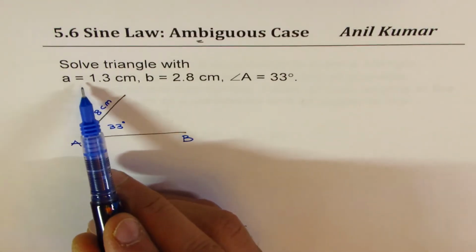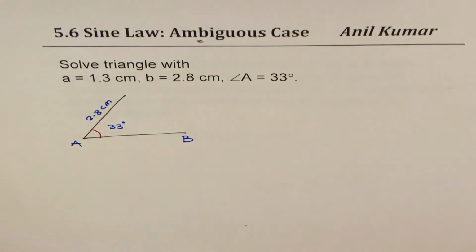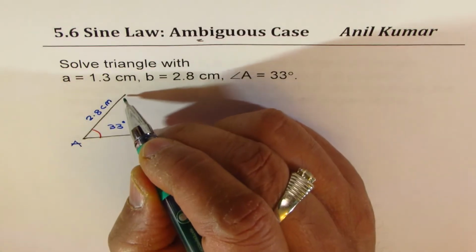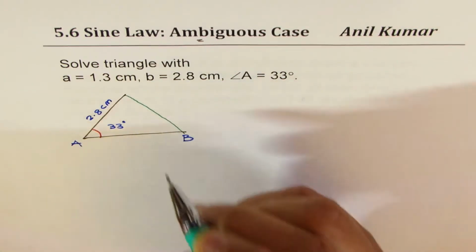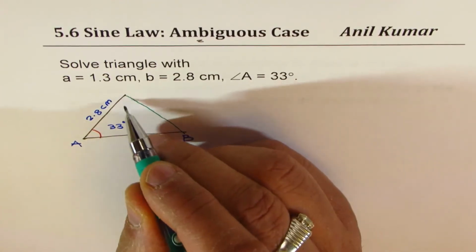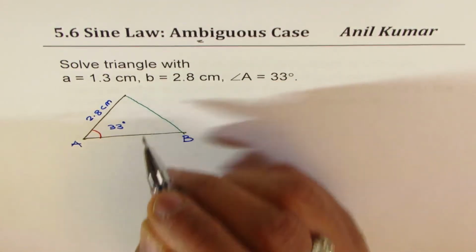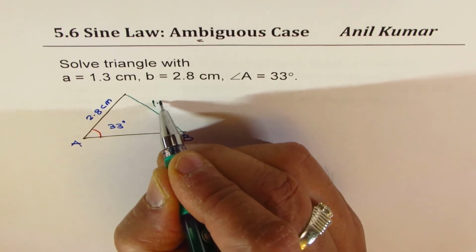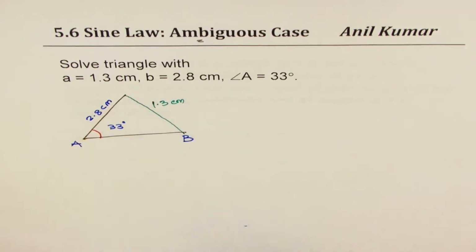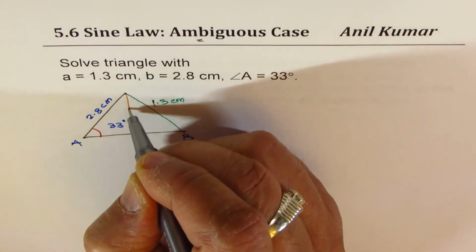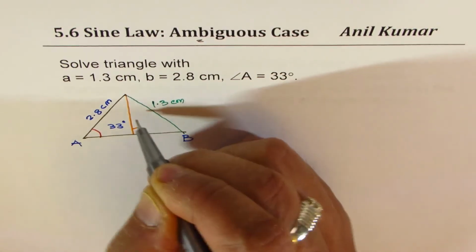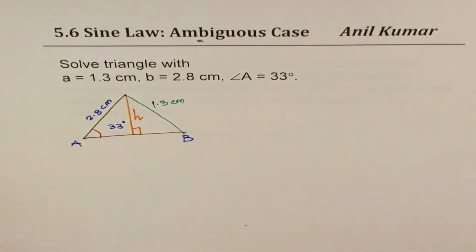We are given 1.3 centimeters, which is kind of small, but what I will do is I'll just connect this. We don't know exactly where it will land, right? We really don't know, but we know this is 1.3 centimeters long. To find what kind of ambiguous case we have, we'll find the height h.